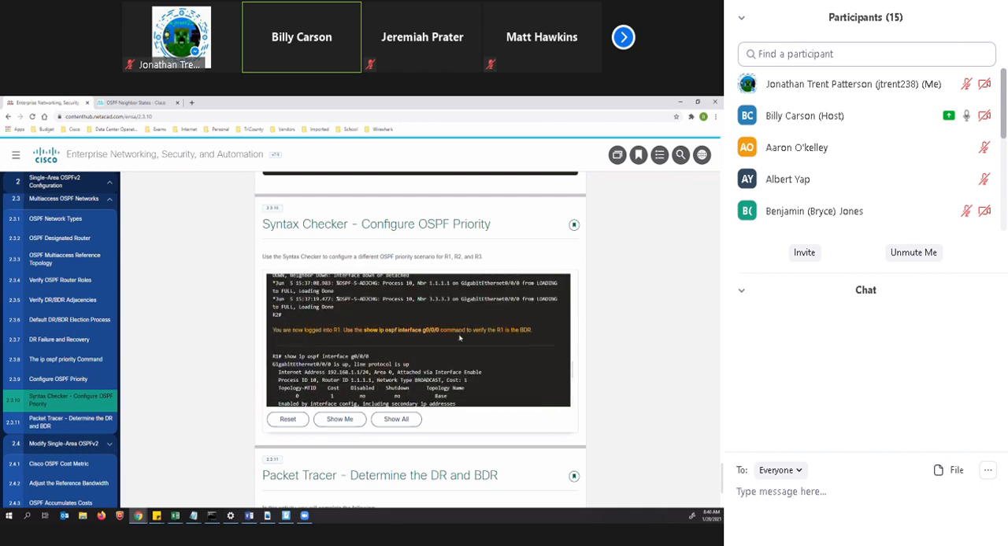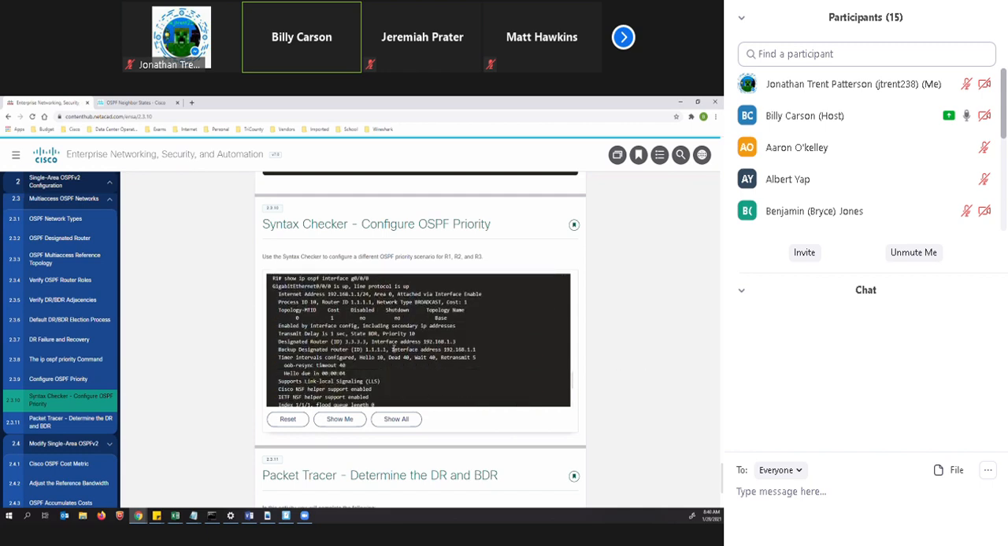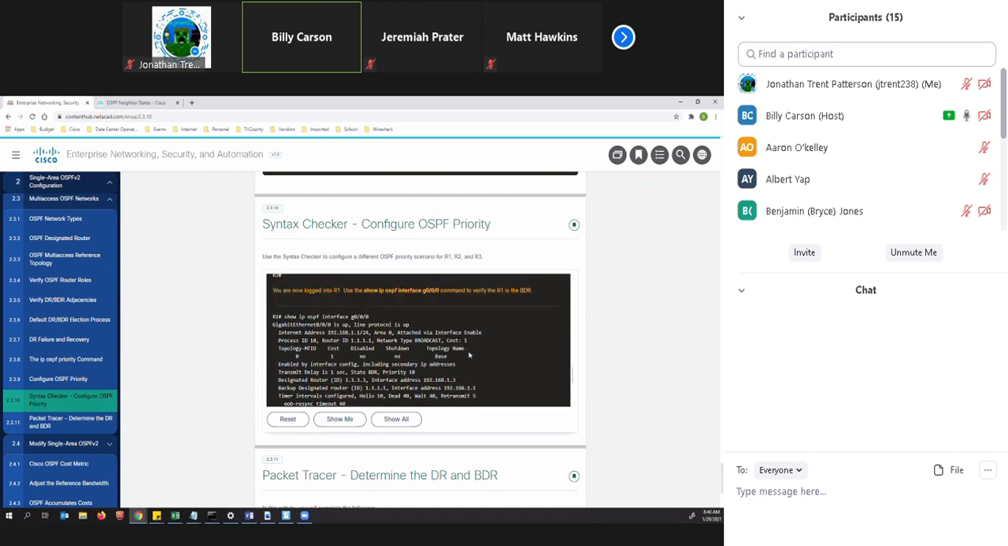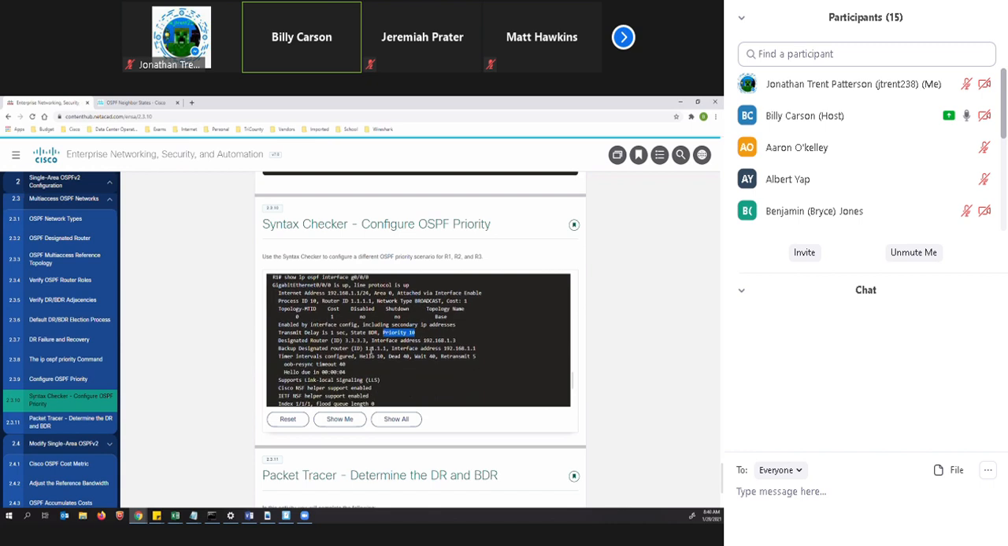Okay, so we come up here. So here's the command we typed in. Where do we see that? I'm right here, because we're verifying this is the BDR. Right here we go. State BDR. There's the priority of it. You can see our other information here. Who's the backup? All that kind of stuff.